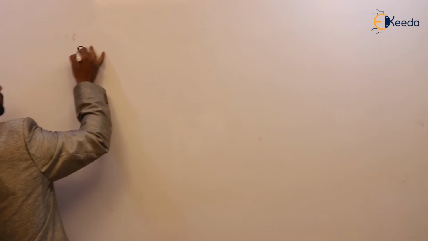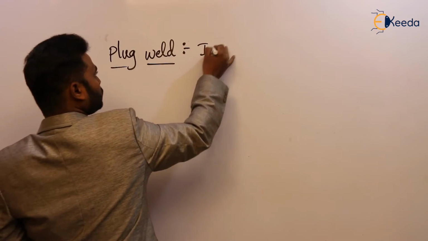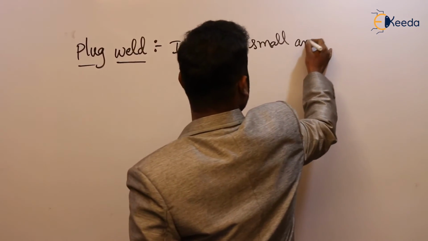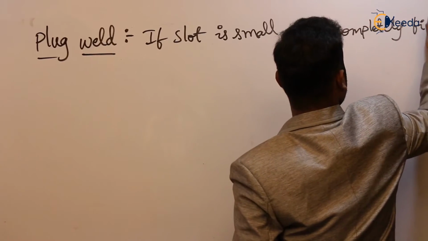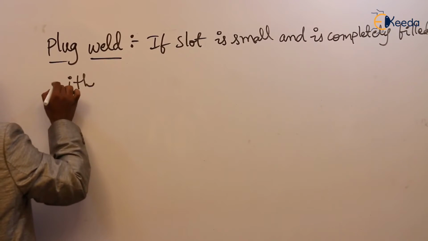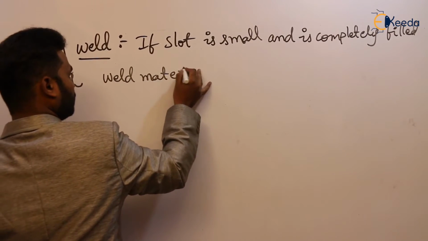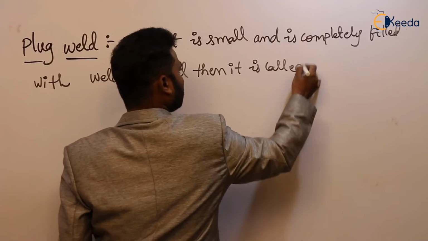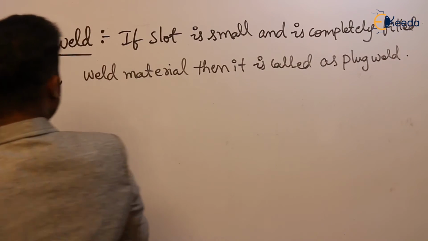I'm going to rub this. So if the slot is small and is completely filled with weld material, then it is called a plug weld. So again, in the diagram you will understand it clearly.